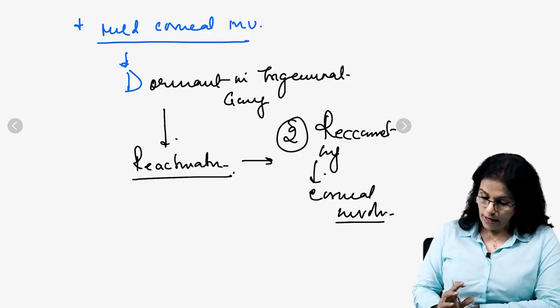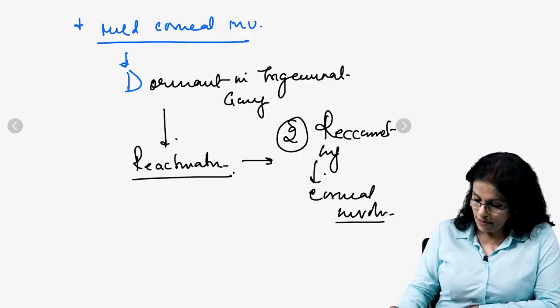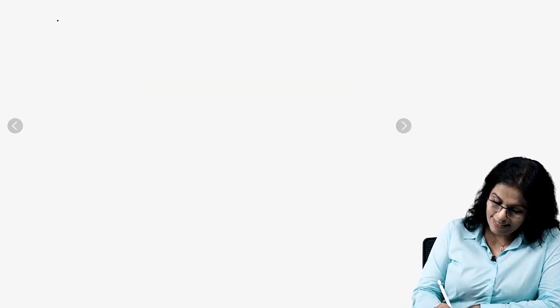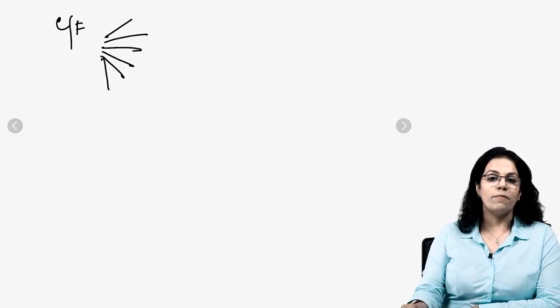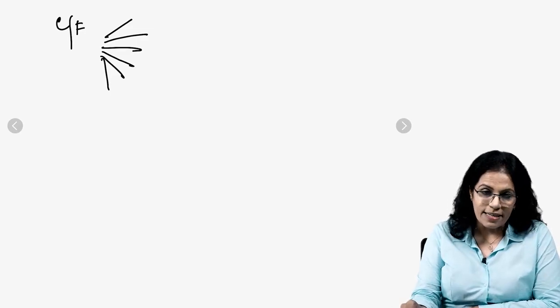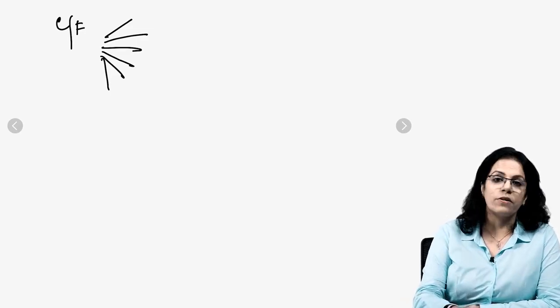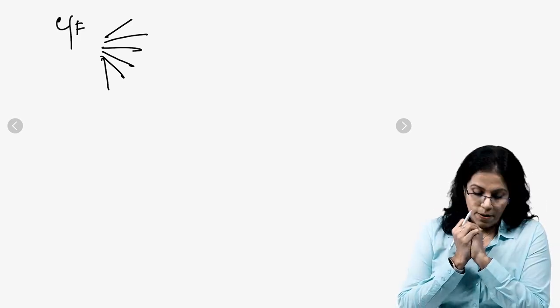Got it? Okay. Clinical features. So how will it present? Same 5 features? 6. Okay. So pain, redness, photophobia, blepharospasm, discharge, and of course it's viral, so watery discharge. And what else do you get apart from this?